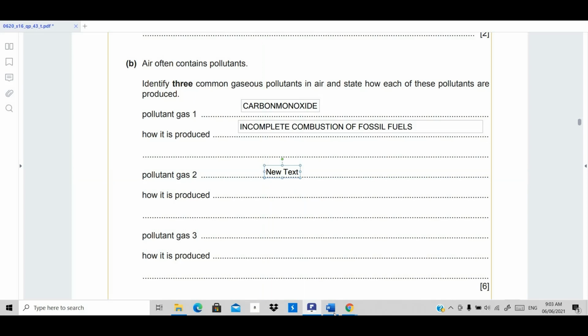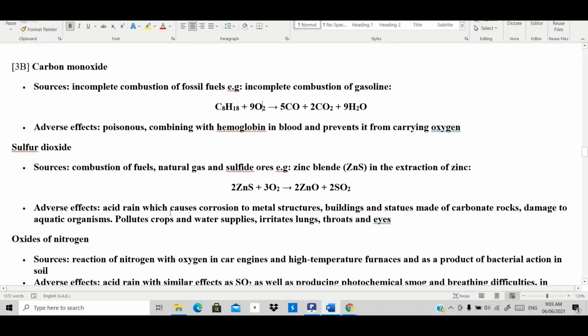Now they're asking about pollutant gas 2, which is sulfur dioxide. Okay, so what is the source of this sulfur dioxide? We have combustion of fuels, natural gas, and sulfide ores. No need to mention the example. So let me just write here. You just copy this, because otherwise it will take time to write. Okay, so I'll write here.